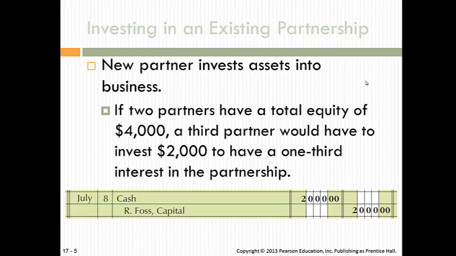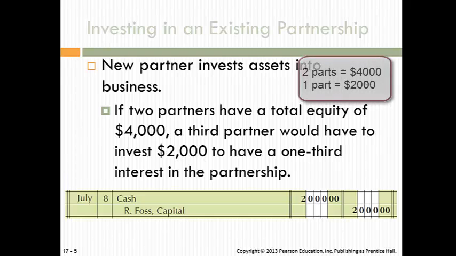The partnership currently has two partners, Blee and Jarvis, and the total equity is $4,000. Think of this in terms of parts, with each partner being a part. Currently, the partnership has two parts, and two parts is valued at $4,000. That means one part is $2,000.